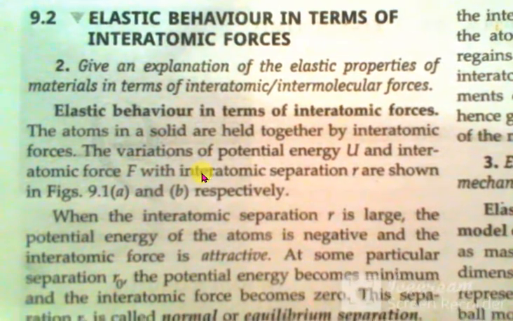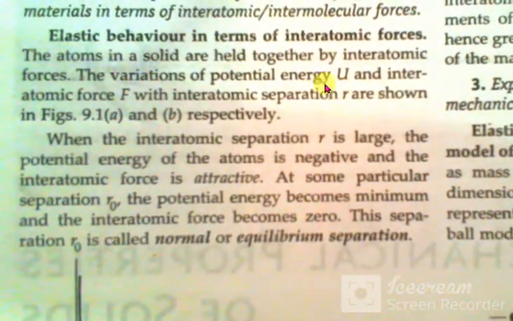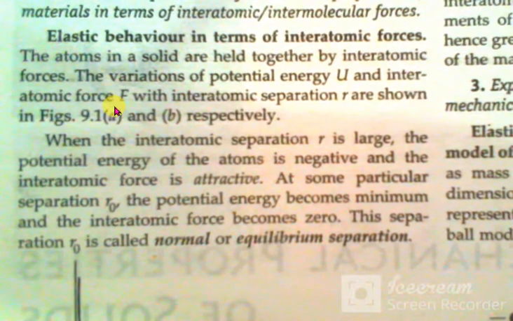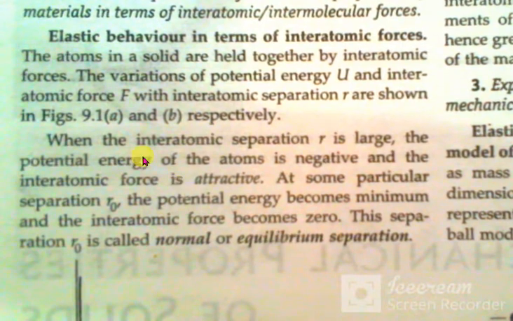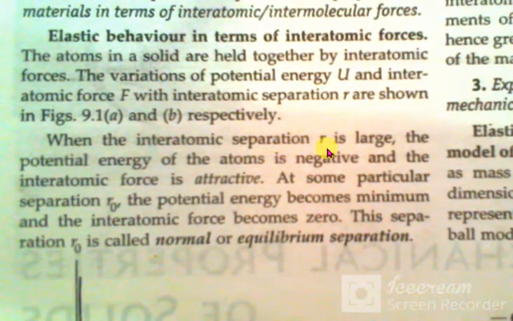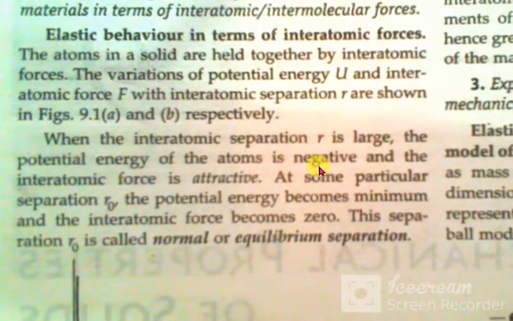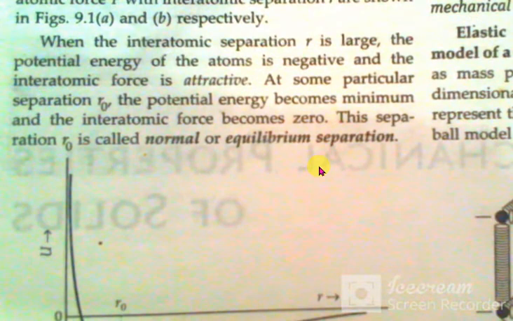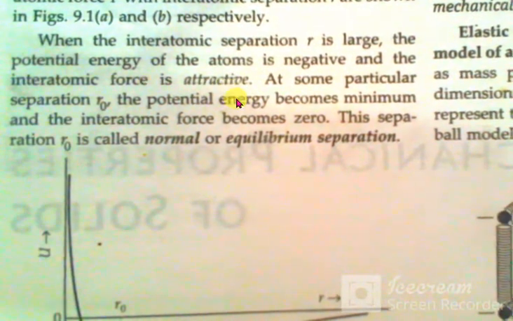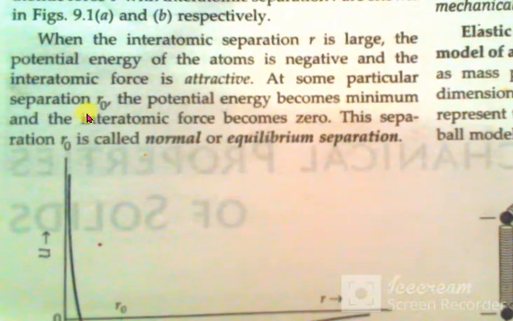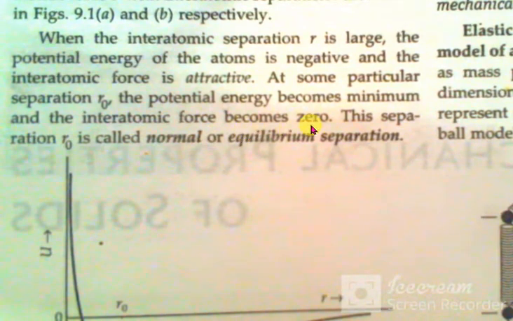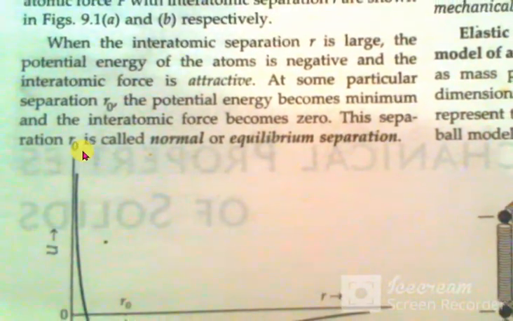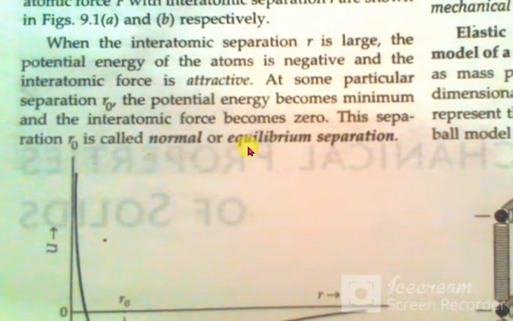The variation of potential energy U and interatomic force F with interatomic separation R are shown. When the interatomic separation R is large, the potential energy of the atoms is negative and the interatomic force is attractive. At some particular separation R0, the potential energy becomes minimum and the interatomic force becomes zero. This separation R0 is called normal or equilibrium separation.